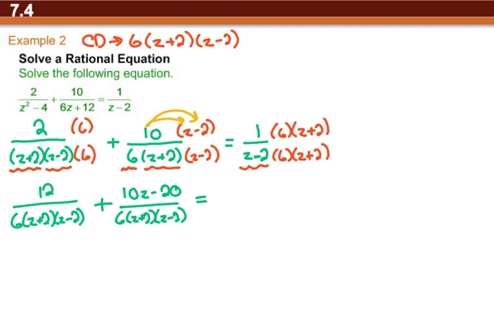Equals, now in this one we have 1 times 6 times z plus 2, and we all know that multiplying by 1 does nothing, so we can multiply in the 6, which would give us 6z plus 12 over 6 times z plus 2 times z minus 2.